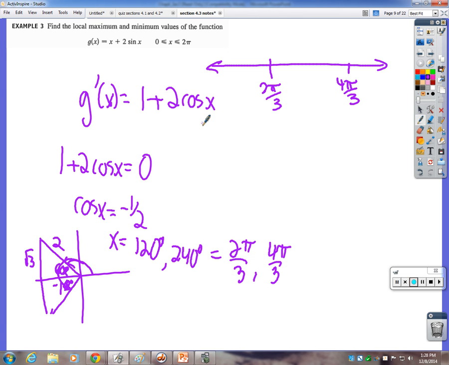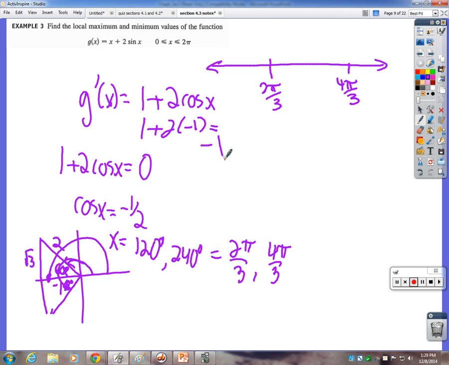Nope, that's pi over 2. Yeah, keep going down. Negative 1. Okay? Pi is 180 degrees, right? So if you go to 180 degrees, you're going to be right on the x-axis, and so that would be negative 1. So I'm going to go 1 plus 2 times negative 1, which is what? Negative 1.